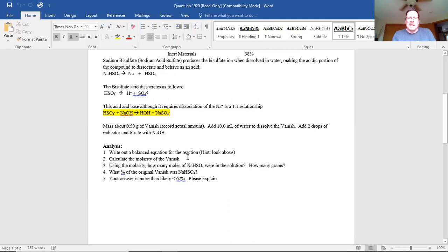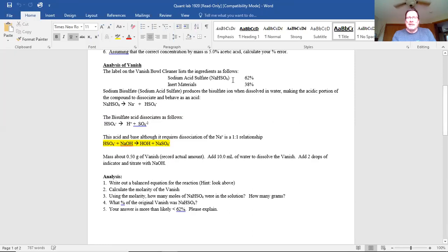And then you can take the mass you started with and the grams here, and you can figure out what percent was the acid, because again, from reading the material above, the acid should be about 62% of all the granules in there, and then there's 38% of fluff, filler stuff, inert materials that aren't part of the reaction, okay?